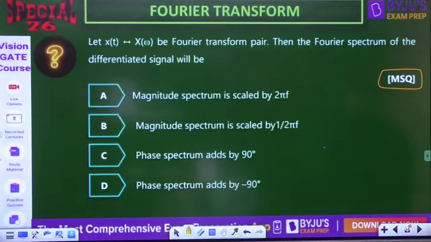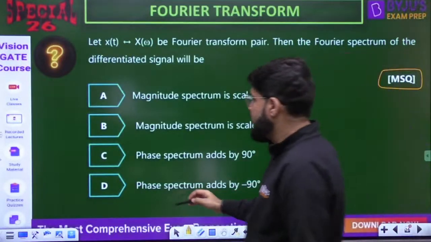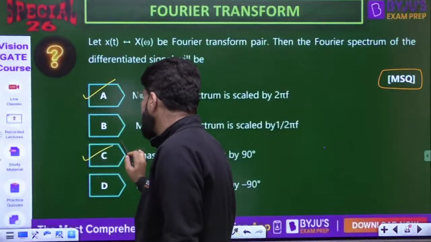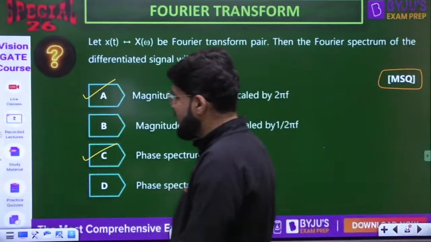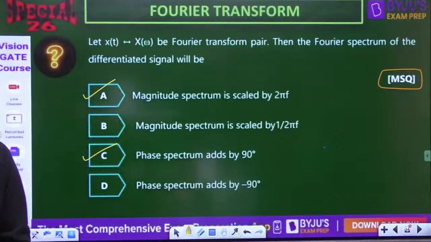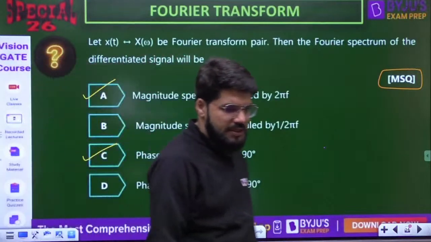Okay, so क्या बोला है? Phase spectrum adds by 90 degree, positive 90 degree. So correct answer for the multiple select question is A and C. It is the A and C, everybody. Clear? It is the A and C. ठीक है जी, next question.